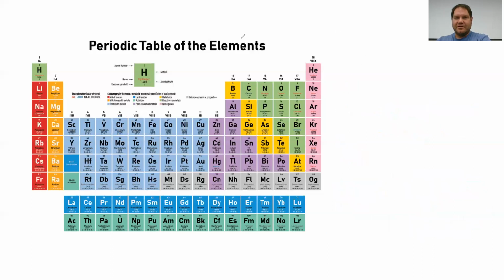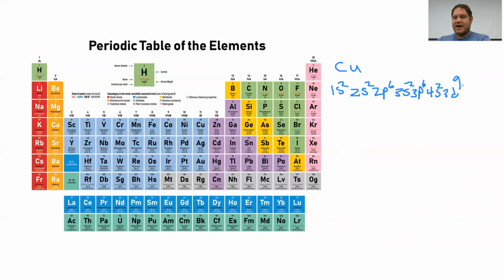All right, so now we're going to go to copper. So copper, we might expect the electron configuration to be 1s2, 2s2, 2p6, 3s2, 3p6, 4s2, and then 3d, and we're going to go 1, 2, 3, 4, 5, 6, 7, 8, 9, 3d9.